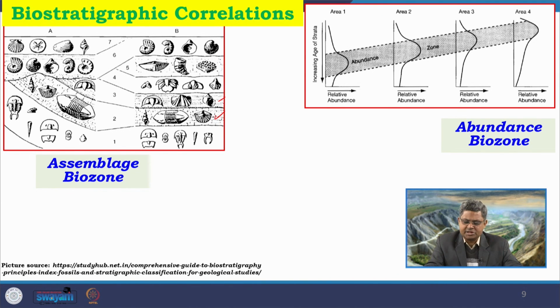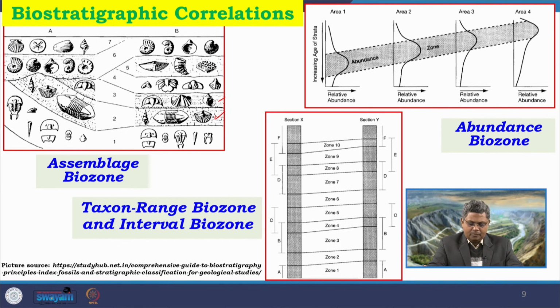Similar kind of correlation can be done based on the abundance biozone. So, a particular taxon showing abundance to its maximum in different areas at different times. So, we can correlate based on this abundance zone between area 1, 2, 3 and 4, and that can give us an idea about the distribution pattern of a particular taxon, how it has evolved through time. So, this kind of correlation is often useful for identification of a particular global event.